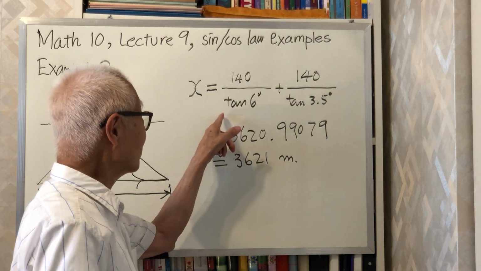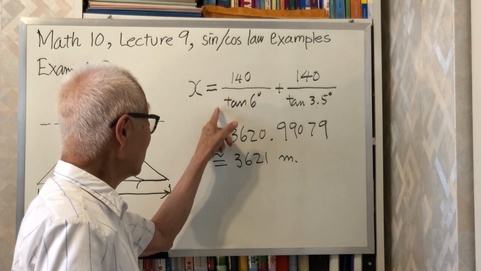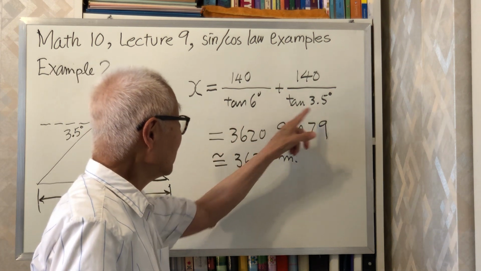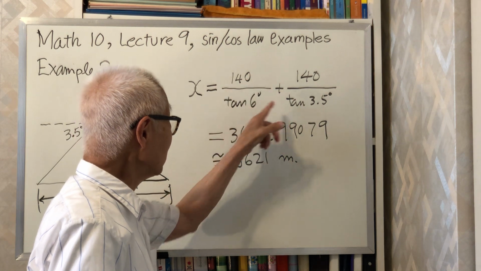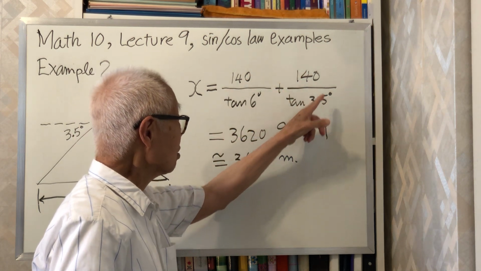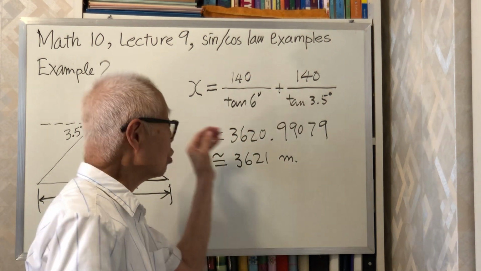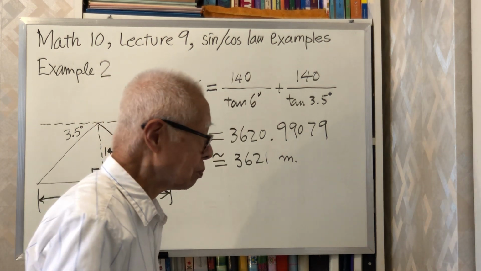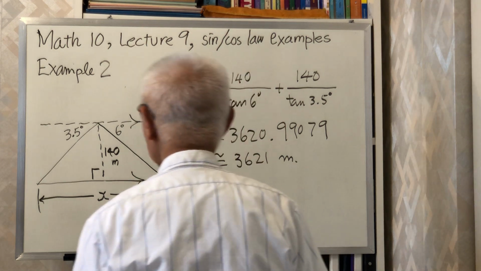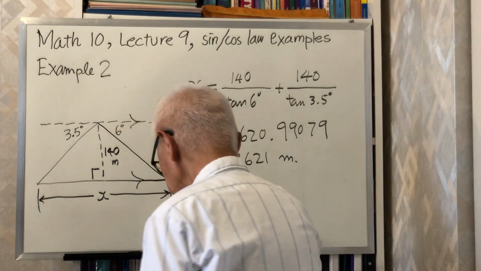You don't need to write down the value of this and this, then divide, write down the result of the division, and add. You don't need to do that. Do it in one step. Remember my advice. Okay? Example 3.